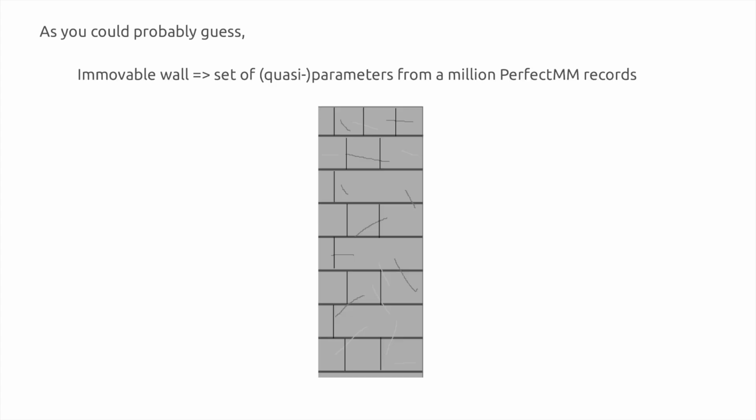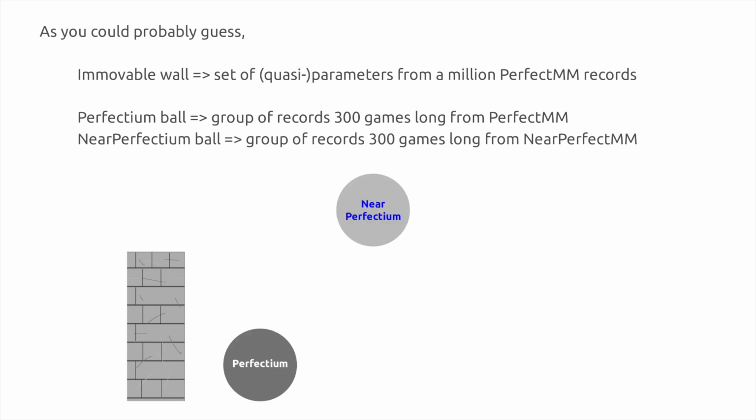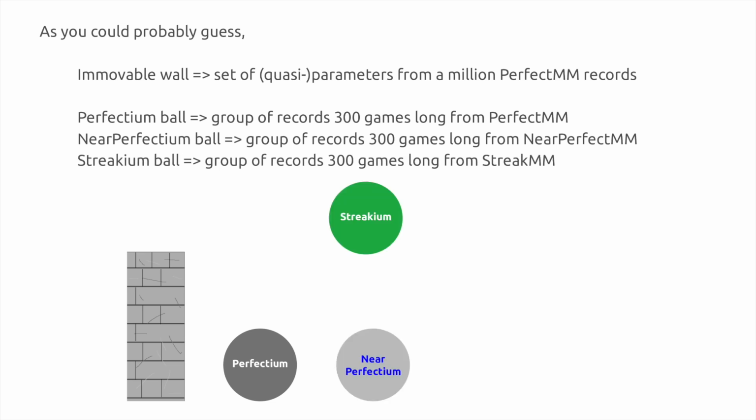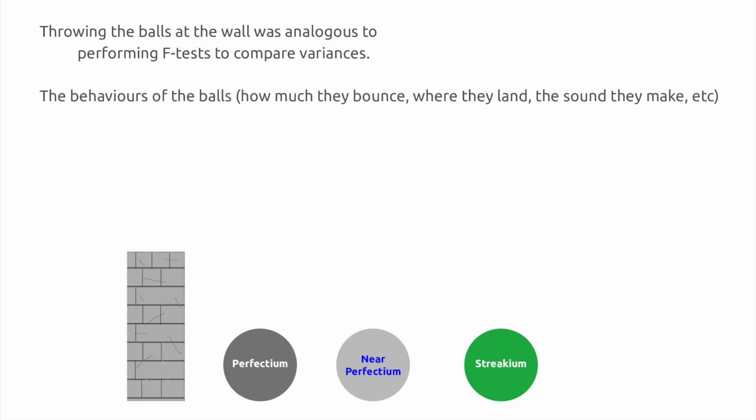As you could probably guess, the immovable wall is the set of parameters from 1,000,000 perfect.mm records. The perfectium ball is the group of records each 300 games long from perfect.mm. The near-perfectium ball is the same but from near-perfect.mm. The streakium ball is the group of records each 300 games long from streak.mm. Throwing the balls at the wall was analogous to performing f-tests to compare variances. The behaviors of the balls, how much they bounce, where they land, the sound they make, etc., are the critical counts, their frequencies, and their relative ratios.